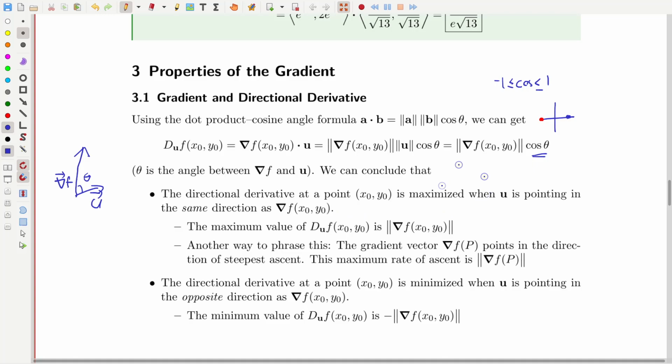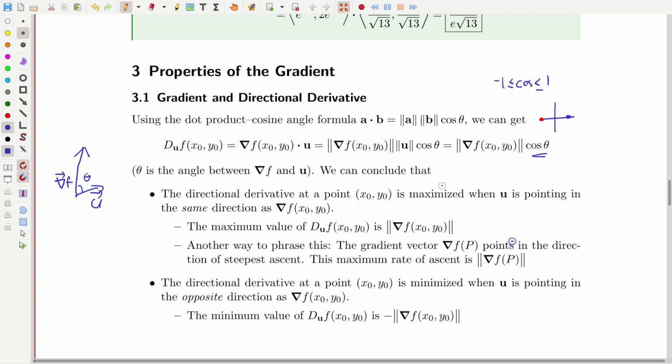And not only that, you can actually then determine the value, right? When theta is equal to 0, the cosine of theta is equal to 1, so the directional derivative is equal to the magnitude of the gradient evaluated at the point. So that's this statement here. The maximum value for the directional derivative is the magnitude of the gradient vector evaluated at the point.